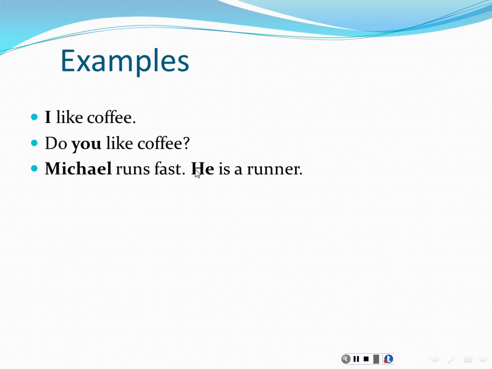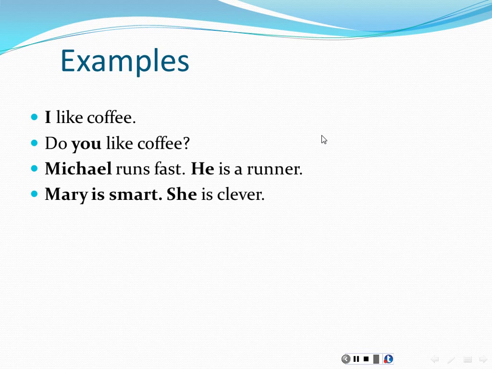So instead of Michael, we put he. So he refers back to Michael. So it means he is a runner. Michael is a runner. هو عداء. It means he runs. عداء يركض. Okay. So the next example, Mary is smart. She is clever. So third person female, we use she because she's singular. She's third person, she's female, so we use she. She is clever. إنها ذكية.